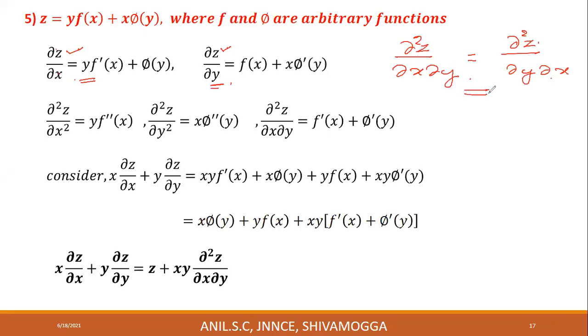This is the result. Now differentiate this equation. I prefer this equation. Differentiate partially with respect to y. Derivative of del z by del x is del square z divided by del x del y. Here f dash x is a constant, keep it as it is. Derivative of y with respect to y is 1. 1 into f dash is f dash. Plus derivative of phi of y is phi dash of y. If you differentiate this equation partially with respect to x, then also you get the same expression. These are the possible derivatives.